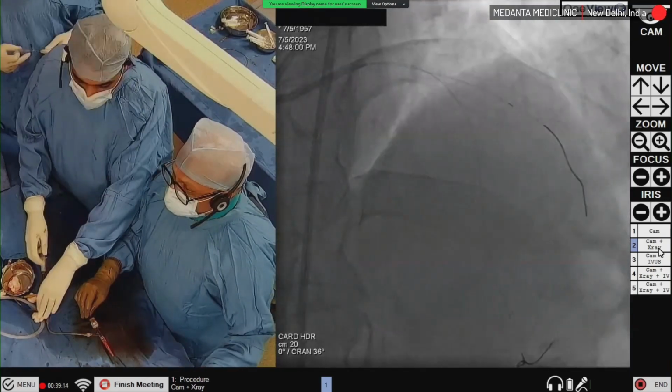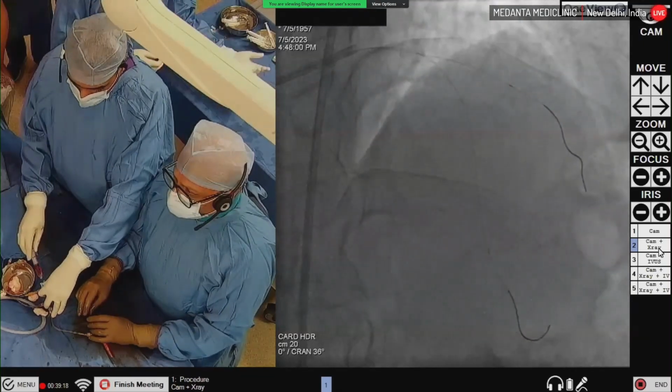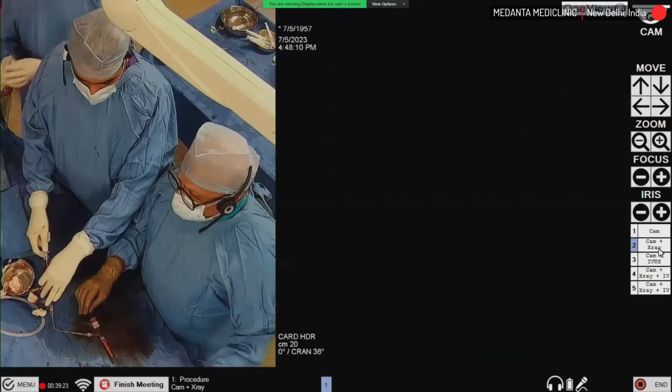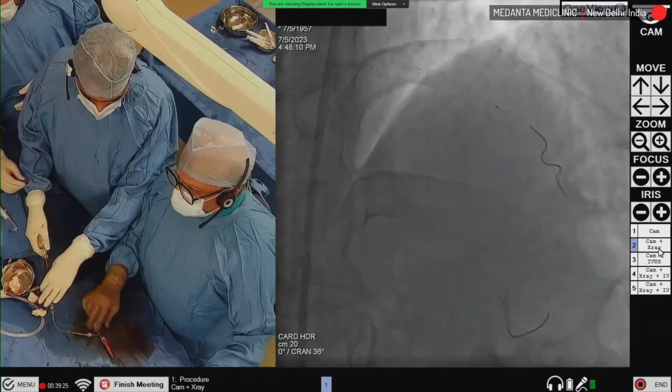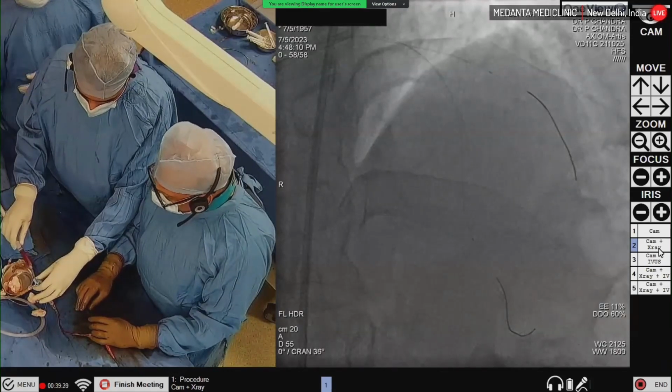Check, please. The BP is lower. Next second. Sir, give some saline, please. Yes, it seems to be some vasovagal reaction. Sometimes they have that. Okay, check.